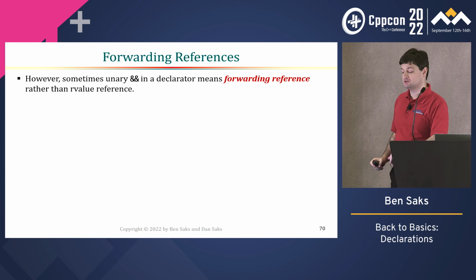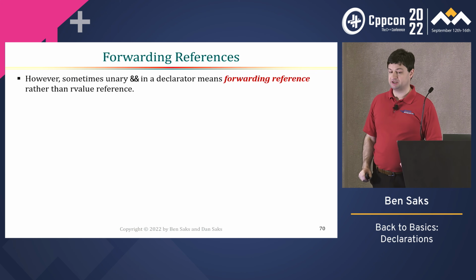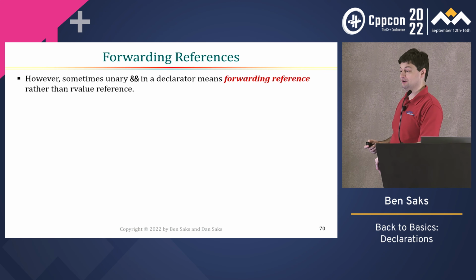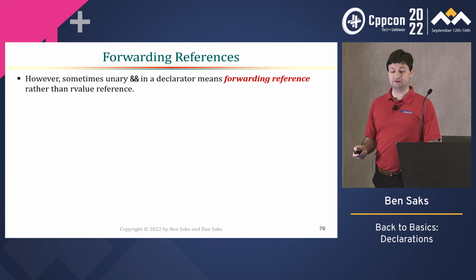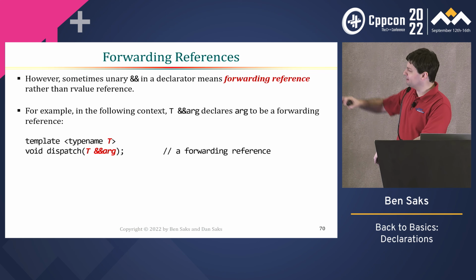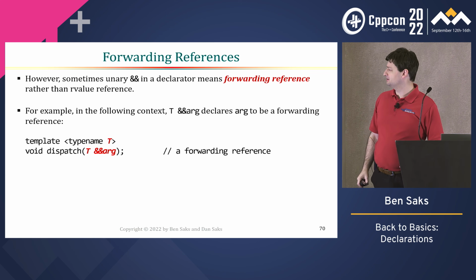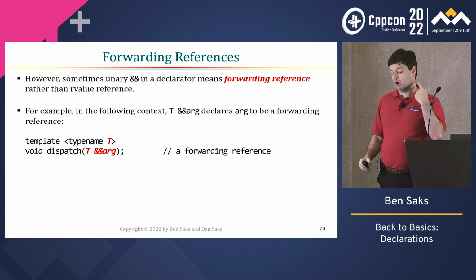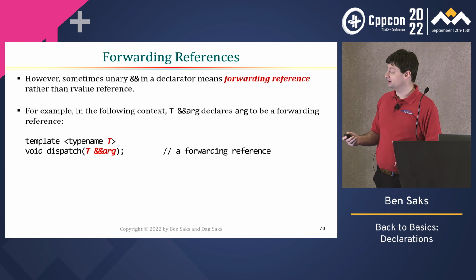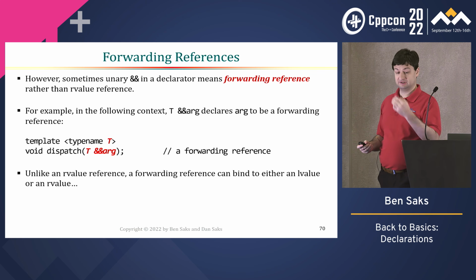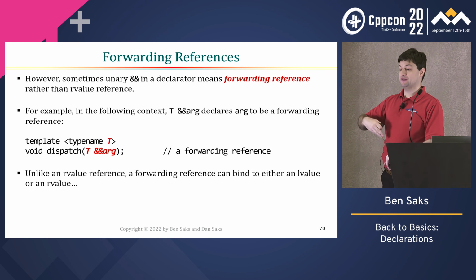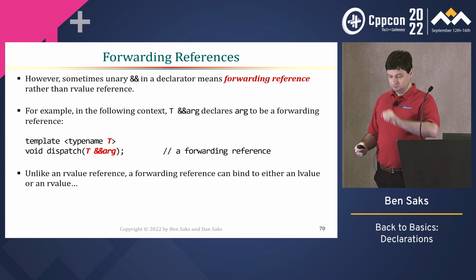However, there are some cases where the unary double ampersand in a declarator means forwarding reference rather than rvalue reference. And this is a term that's used in the standard. So here, in this template declaration, arg is being declared to be a forwarding reference to a T, rather than an rvalue reference to a T. Unlike an rvalue reference, a forwarding reference can bind to either an lvalue or an rvalue.